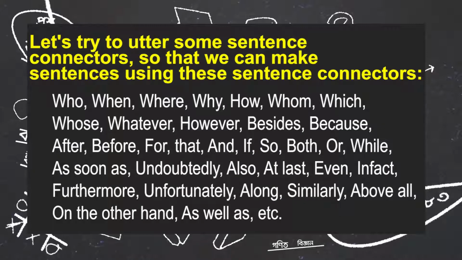Let's try to utter some sentence connectors so that we can make sentences using these sentence connectors. Who, when, where, why, how, whom, which, whose, whatever, however, besides, because, after, before, for, that, and, if, so, both, or, while, as soon as, undoubtedly, also, at last, even, in fact, furthermore, unfortunately, along, similarly, above all, on the other hand, as well as, etc.